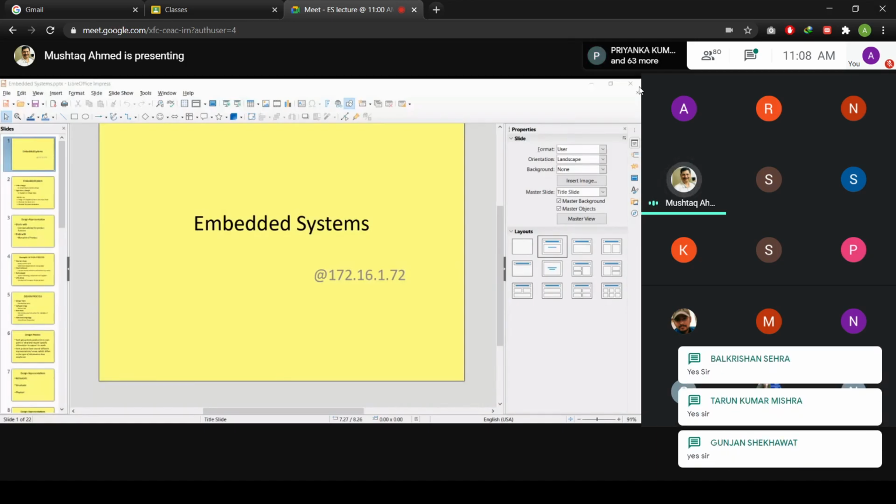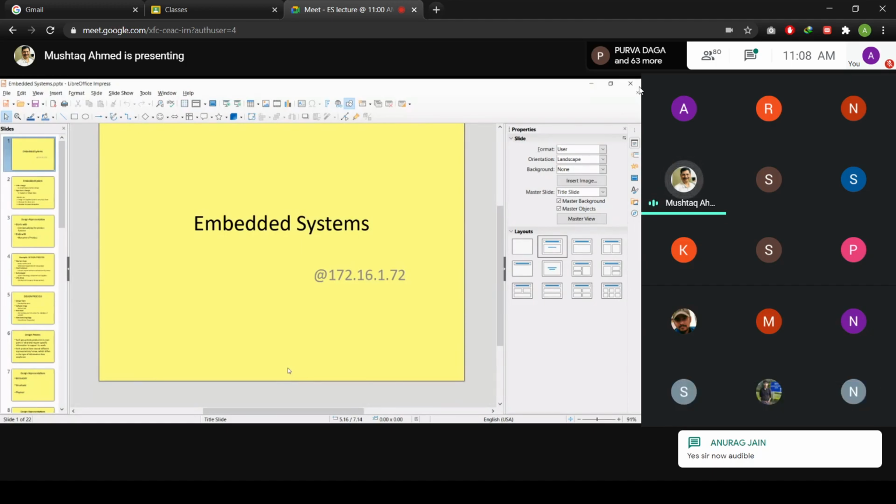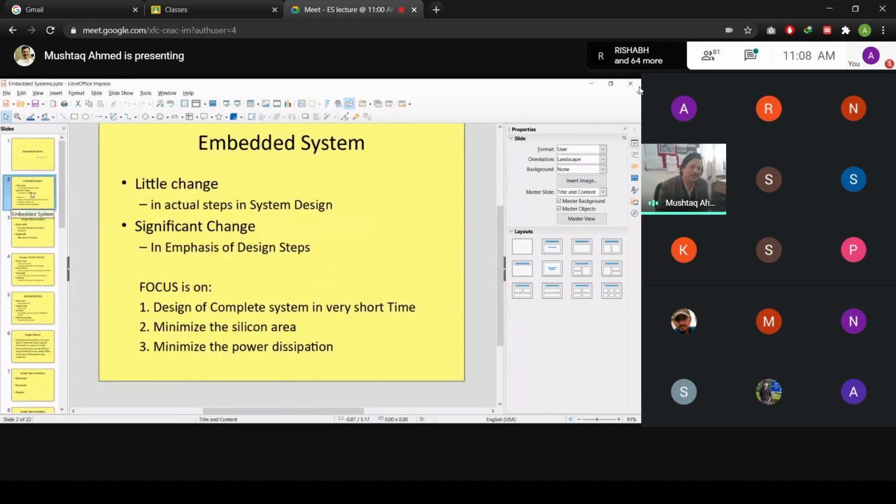Okay. So today we shall discuss this embedded system design subject. When we talk about embedded system design, in the previous class I stated that there are various methods that can be incorporated to make the design. The steps are the same, but the way or the emphasis of designing those steps has a significant change.